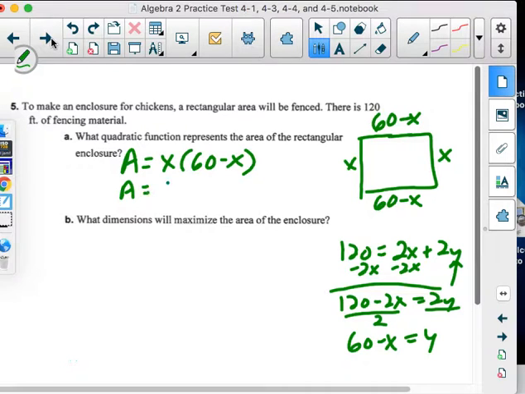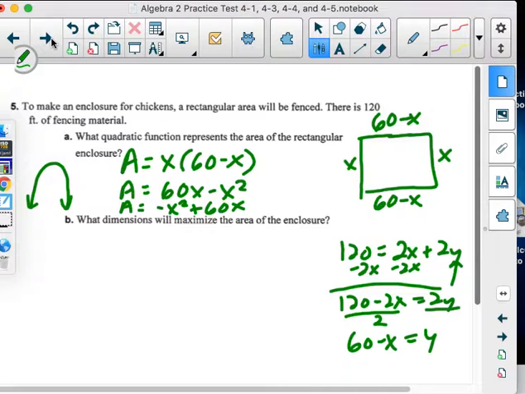But we would certainly go ahead and multiply that out, and I would like to have that in standard form. So negative x squared plus 60x. B says, what dimensions will maximize the area of the enclosure? Well, that's going to be the vertex because this is opening downward.